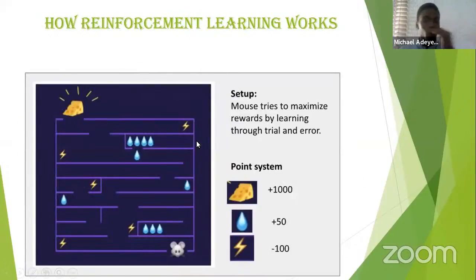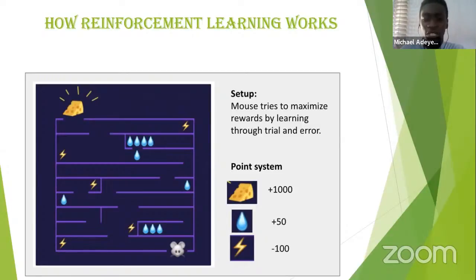So now we have how reinforcement learning works. From the components I talked about, the mouse is the agent. Where the mouse is, is what we call the environment. And you can see from our point system that it gets a reward when taking some actions, but the final destination is to get this cheese.